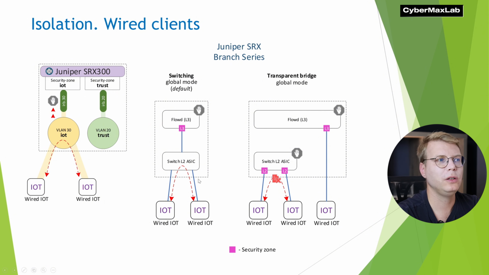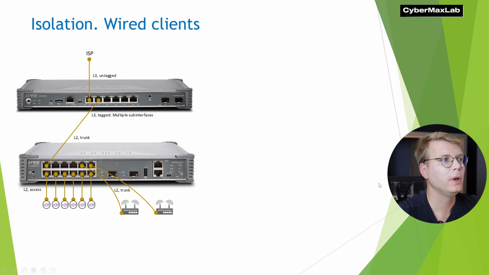Again, optionally, we can use something called transparent bridge mode, which creates an opportunity to use security zones for the layer 2 interfaces instead of layer 3 interfaces, right? In this case, we can do the wired client-to-client isolation, but this mode is even more interesting than this. I will be doing a dedicated video just for transparent bridge and wired client isolation in the future. And again, as I mentioned before, there is also an opportunity to use a dedicated switch connected to the SRX.